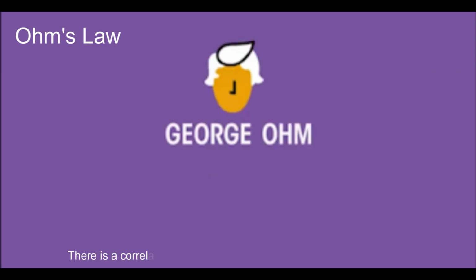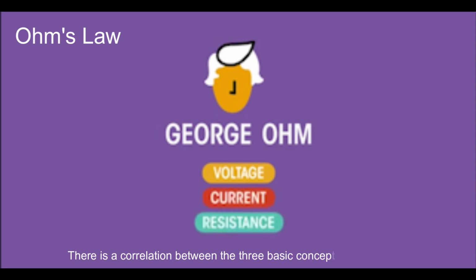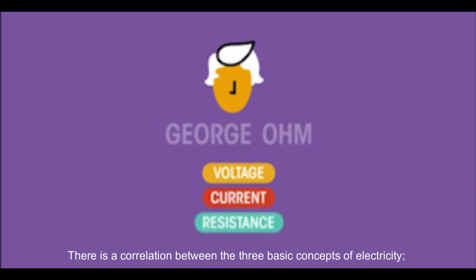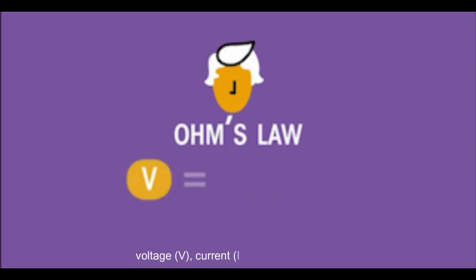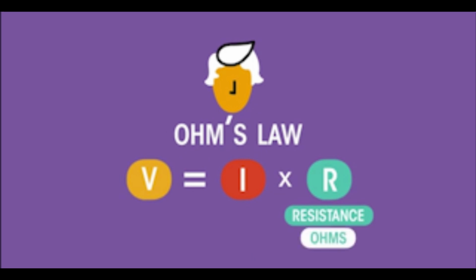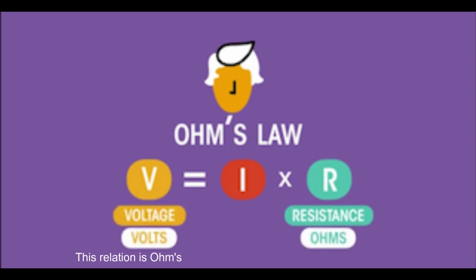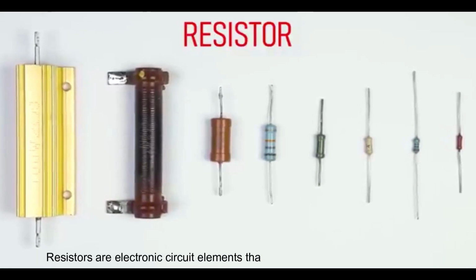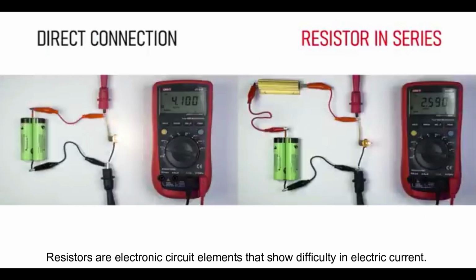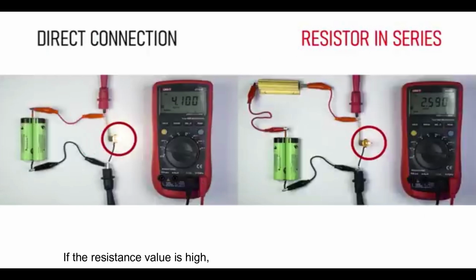There is a correlation between the three basic concepts of electricity: voltage, V, current, I, and resistance, R. This relation is Ohm's law, which is the main formula of electricity. Resistors are electronic circuit elements that show difficulty in electric current. If the resistance value is high, the current passing through it will be low.